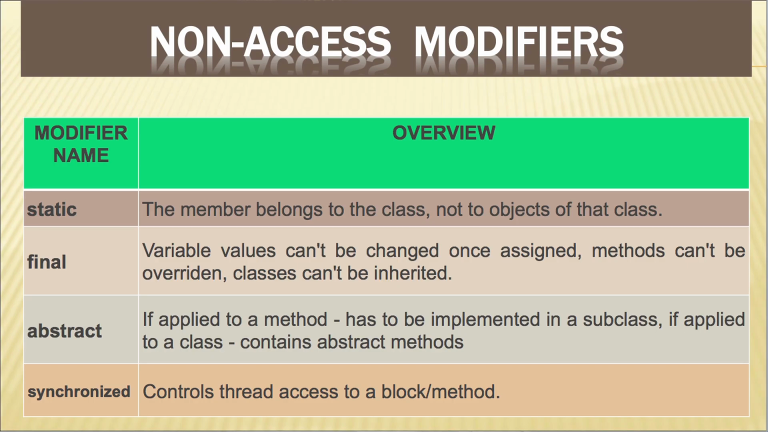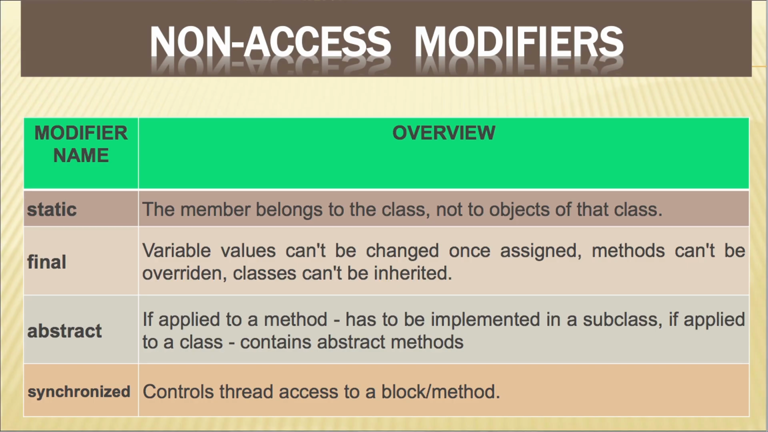And abstract also: if applied to a method, it has to be implemented in the subclass. So it must be implemented in the subclass. And synchronized controls thread access to a block or method.